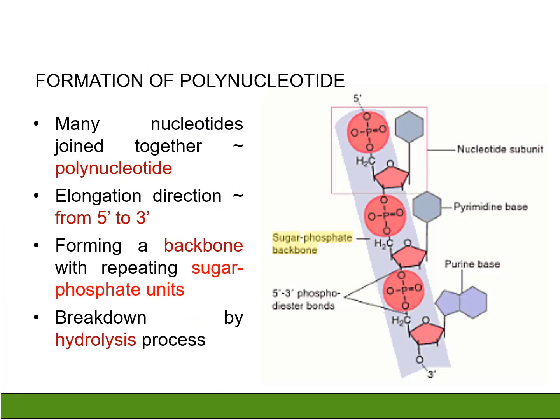Formation of polynucleotide. When many nucleotides join together to form a chain of nucleotides, it is known as a polynucleotide. A polynucleotide elongates from 5' to 3' direction. The polynucleotide has a backbone with repeating sugar and phosphate units. Sugar, phosphate. A polynucleotide can be broken down into nucleotides by the hydrolysis process.